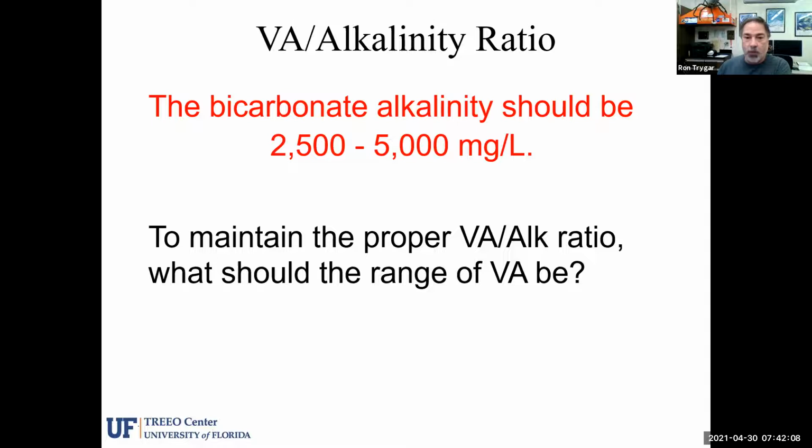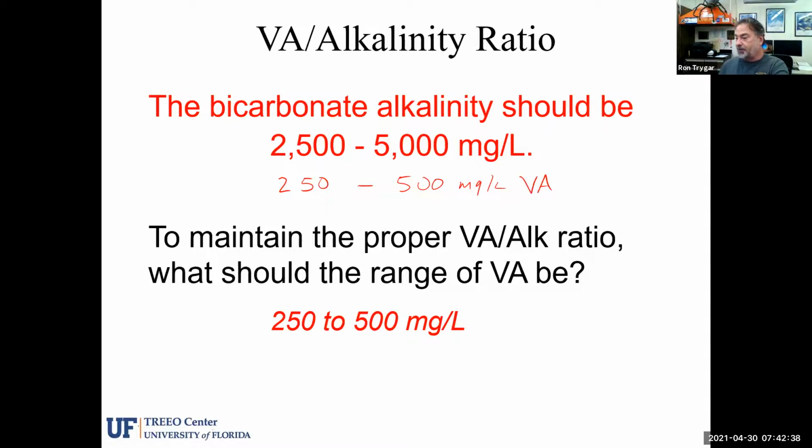So remember, we want 1/10 of the acid against one part of alkalinity. So 1/10 of 2,500 is 250, essentially just dropping one of the zeros off in a way. And then 1/10 of 5,000 would be 500 milligrams per liter. So the range of the volatile acid would be 250 to 500 milligrams per liter. So there's our answer on the bottom of the screen.